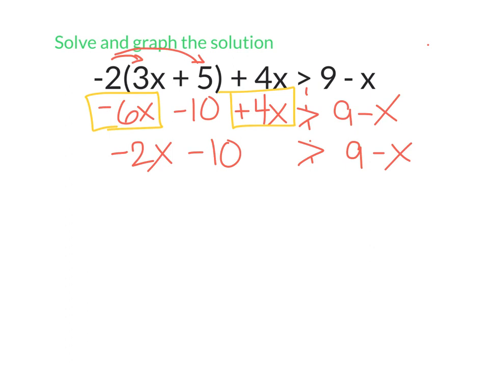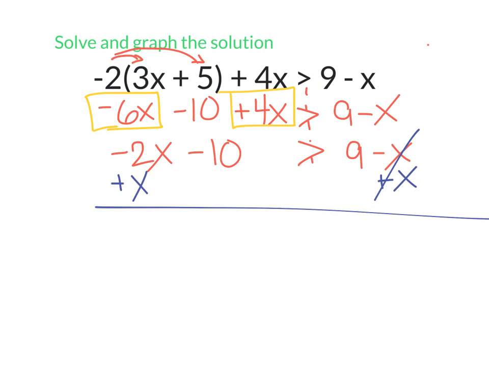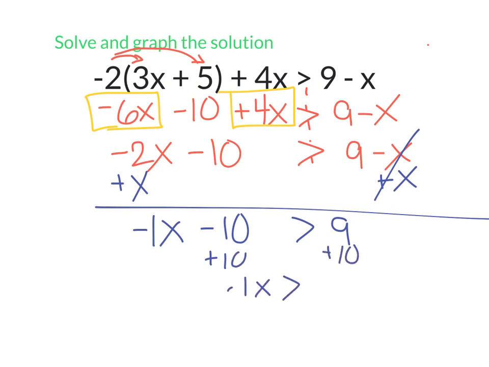I need to get my constants on the same side and my variables on the same side. So I'm going to add x to both sides, which gives me negative x, or even negative 1x. Some of you like to put the 1 there. Minus 10 is greater than positive 9. I'm going to add 10 to both sides. Gives me negative 1x is greater than 19, and I finish it by dividing both sides by negative 1.